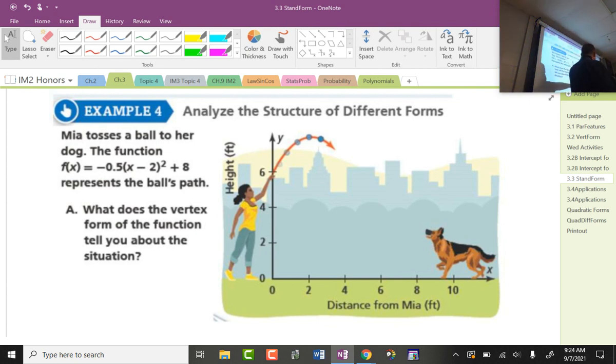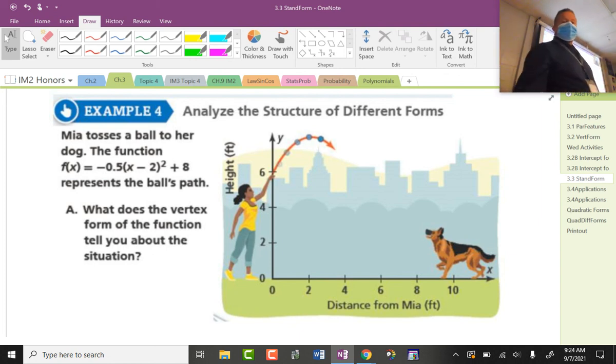Look at the x and y axis. This person's throwing the ball out. So the input, which is weird, is how far away from her body this ball is. The output is how high the ball actually goes. So what does the vertex tell you? The maximum height of the ball will be 3, 2, 1, go. 8. Those that said 8 feet are correct.